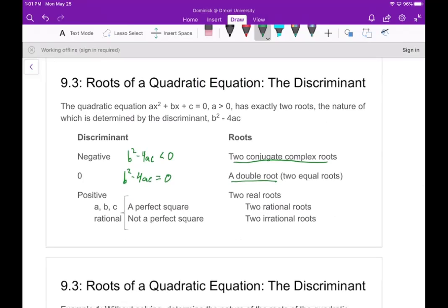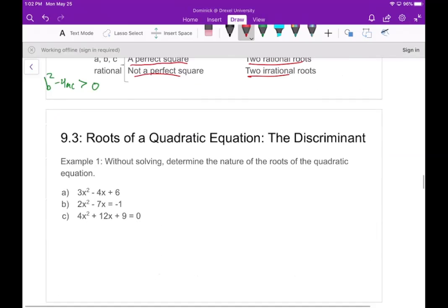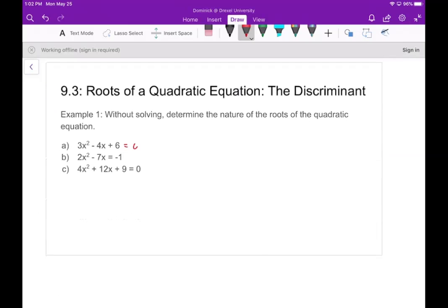And then if your expression underneath the radical is positive, you have two subsets. If whatever is under here is a perfect square, then you get two rational roots. If it's not a perfect square, then you get two irrational roots. So that's the different breakdowns you can have. Okay, so let's take a look at a couple of these. Without solving, we're just going to talk about what type of roots we're going to have by using the discriminant. In part A, we have 3x squared minus 4x plus 6 is equal to 0.